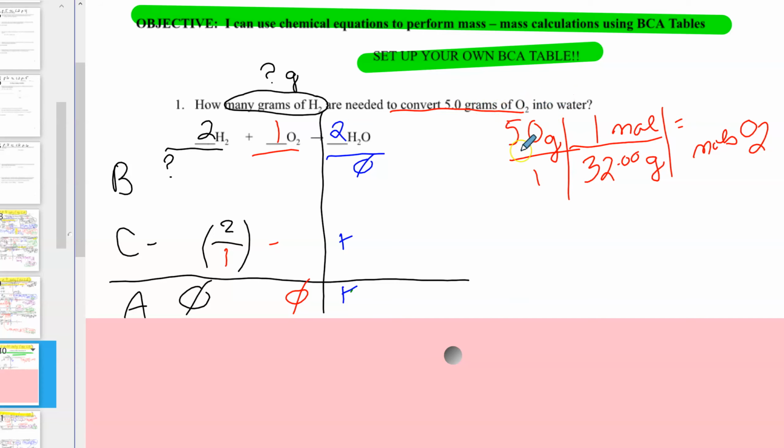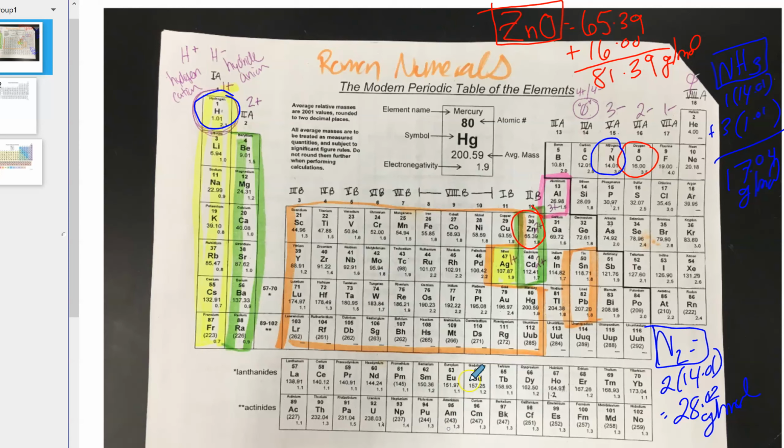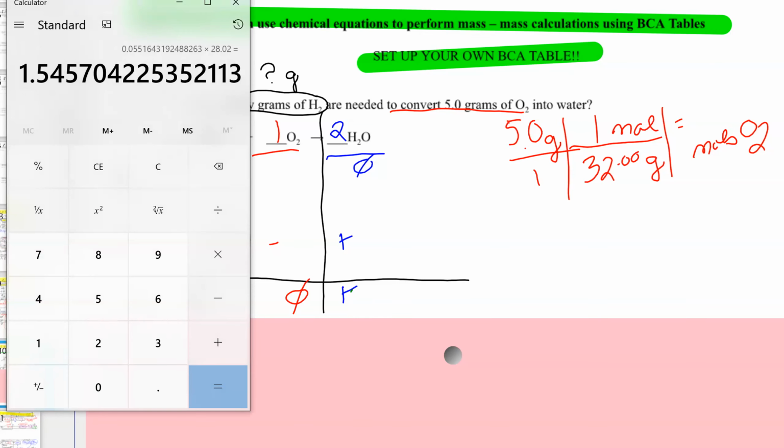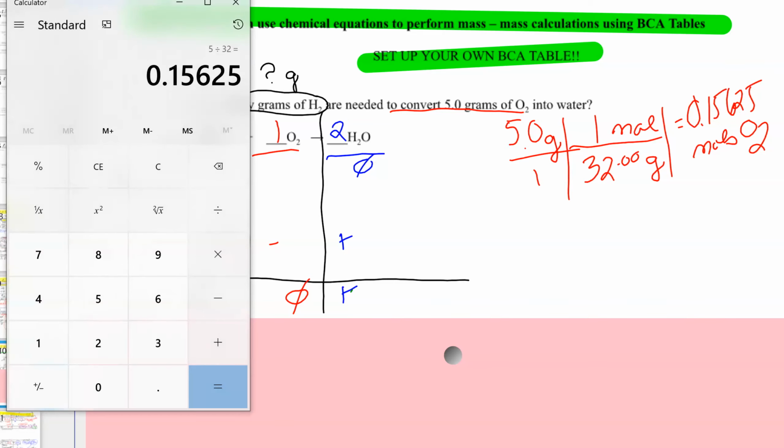So how many grams of H2 are needed to convert 5 grams of oxygen into water? So take our 5 grams of oxygen and divide by the molar mass to get how many moles of oxygen there are. You get your molar mass in the periodic table. Oxygen 16 times 2 for O2 is 32. And so we need to take 5 divided by 32, and we get 0.15625, and that's how many moles of oxygen that we have.